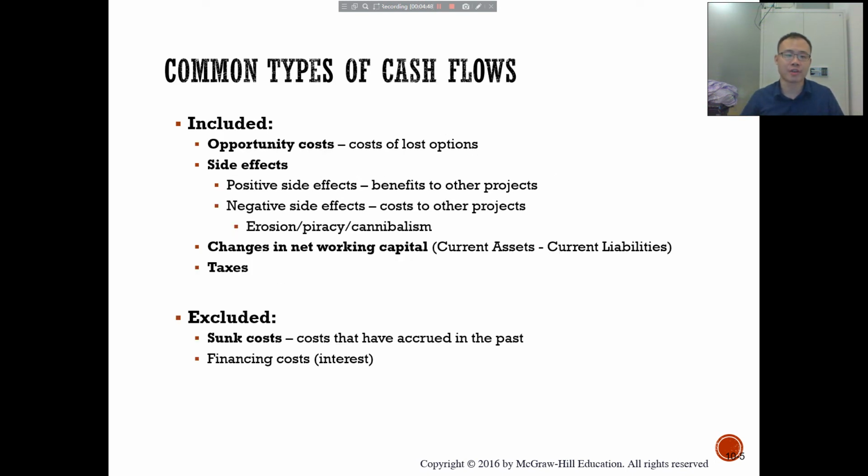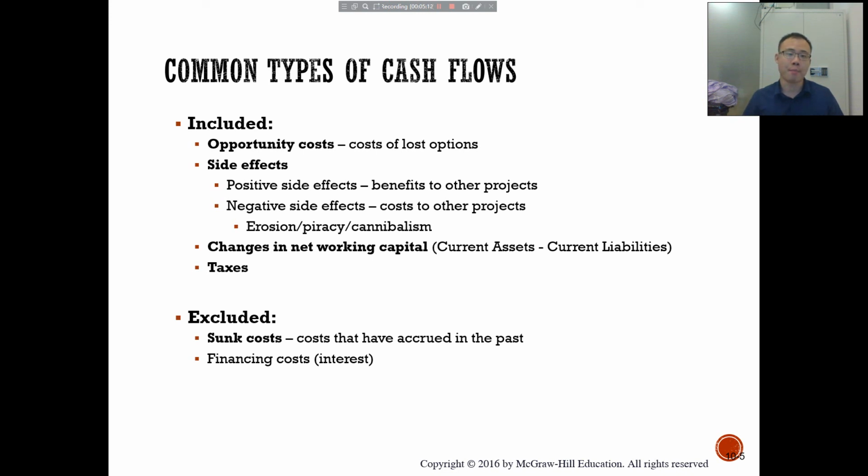Common types of cash flows. Opportunity costs: it's the cost of lost options. If I want to sell women's clothes using this shop, my opportunity cost is the profit from selling other things. Not only the ice cream, but other things.